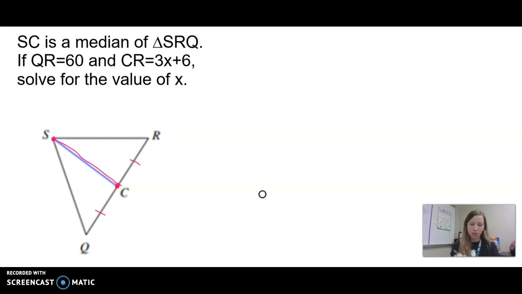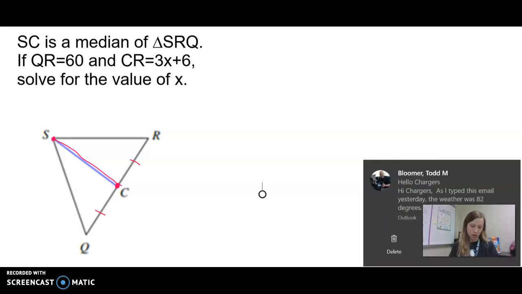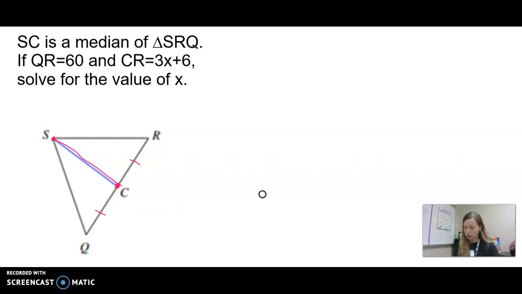Now let's label the things that we know about this problem. QR, which is this entire length... Ooh, that doesn't look too good. I'm going to redraw that. QR is this entire length, and it is 60. Okay, and it says CR, which is right here, is 3x plus 6.